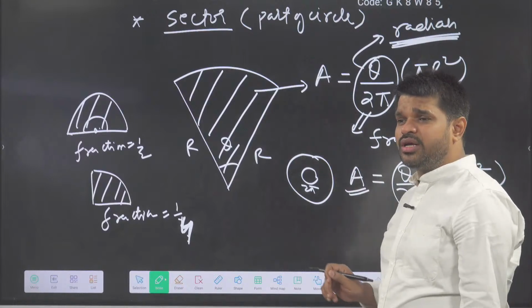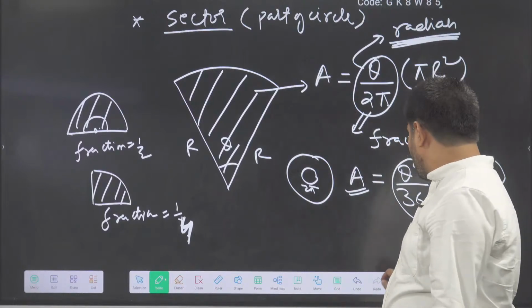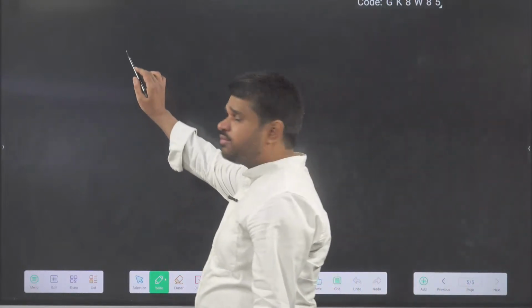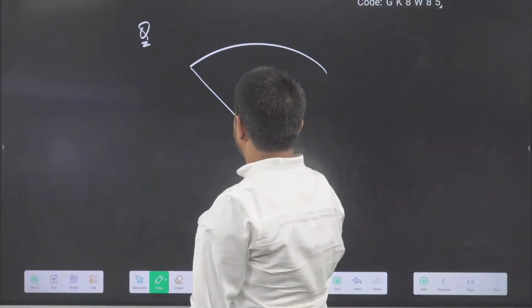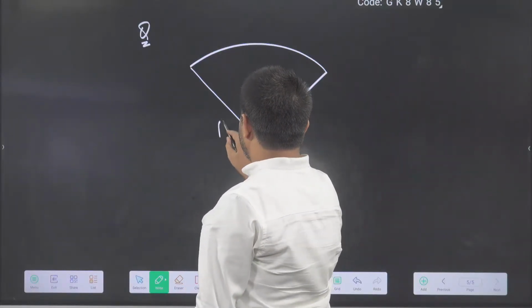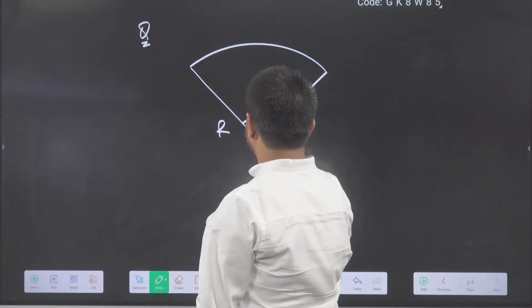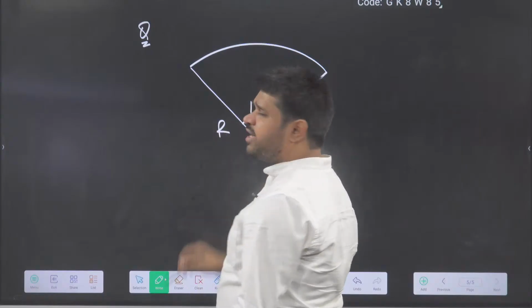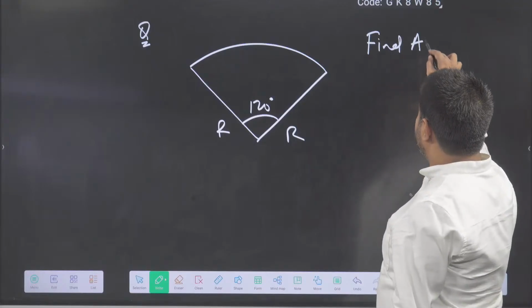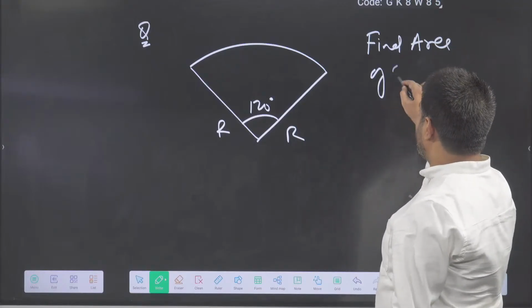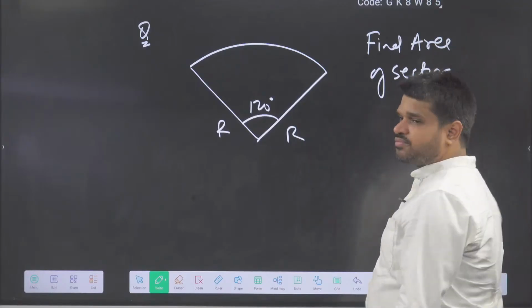Should I give one question? Okay, question. The angle is 120 degree. Find the area of the sector.